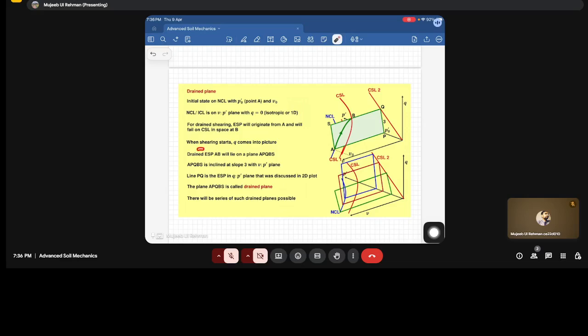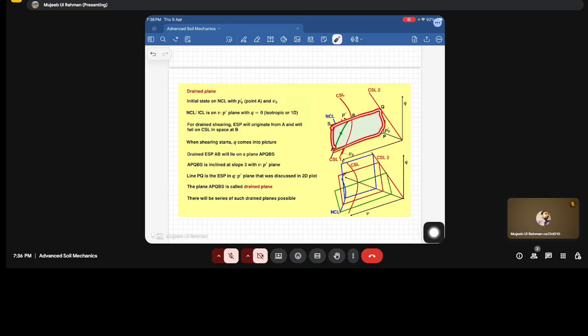So when shearing starts, Q comes into the picture. The drained ESP will lie on APQBS, and the inclination is a slope of 3 with the V P dash plane. So line PQ in the ESP is in the Q P dash plane. That's what we discussed in the 2D. The plane APQBS is the drained plane, so this represents the drained plane for this state. There will be a series of such drained planes, as we do the next tests with different stress values, we will have different drained planes.